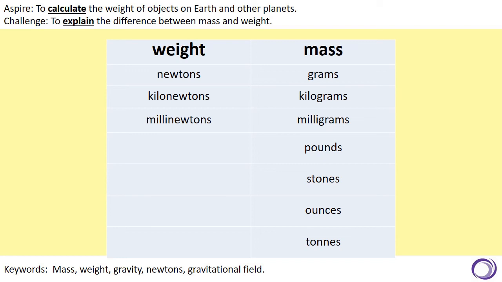Milligrams, that's a thousandth of a gram. You'll see that a lot on food packets. Pounds, stones, ounces, they're the old units, are all measurements of a mass. So if you're buying some sweets, we used to buy sweets in ounces, you'd be buying a mass of sweets, a certain amount of atoms in the sweets. And then tonnes, spelt TONNES, is 1,000 kilograms.